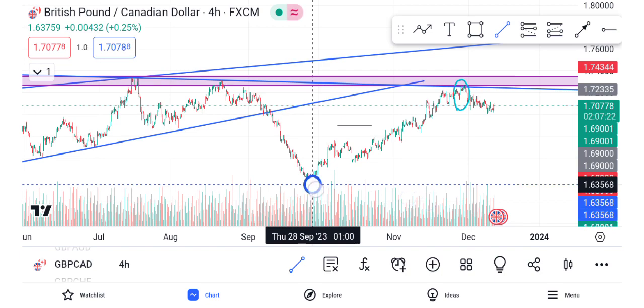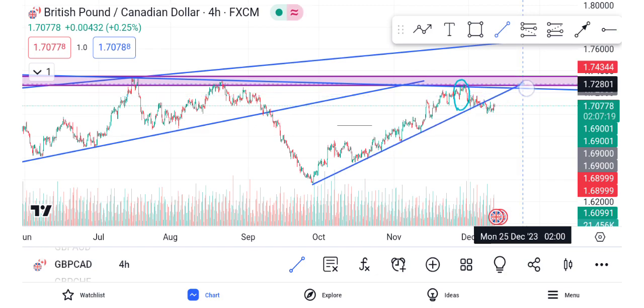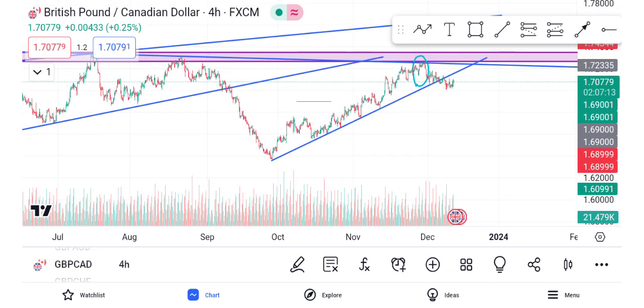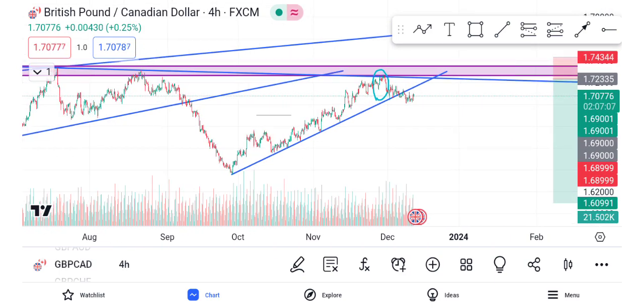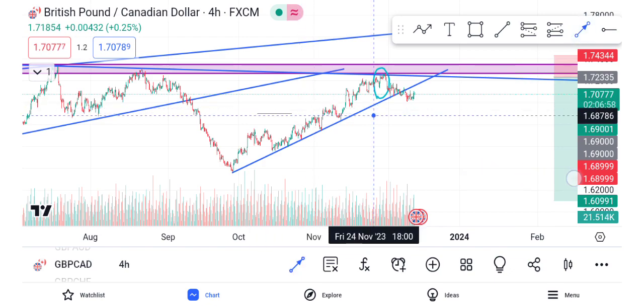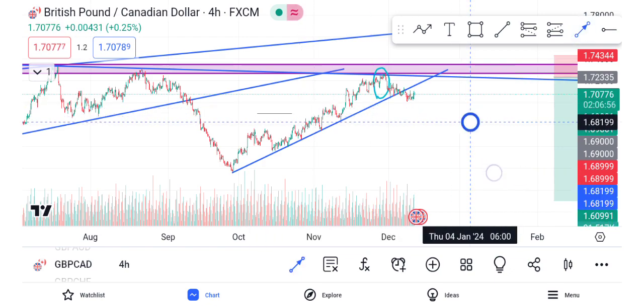So let's draw a trend line here on 4 hours. We can also see that the price has broken the trend line on H4. The only thing we need to wait for is for the price to retest back to the resistance level here.